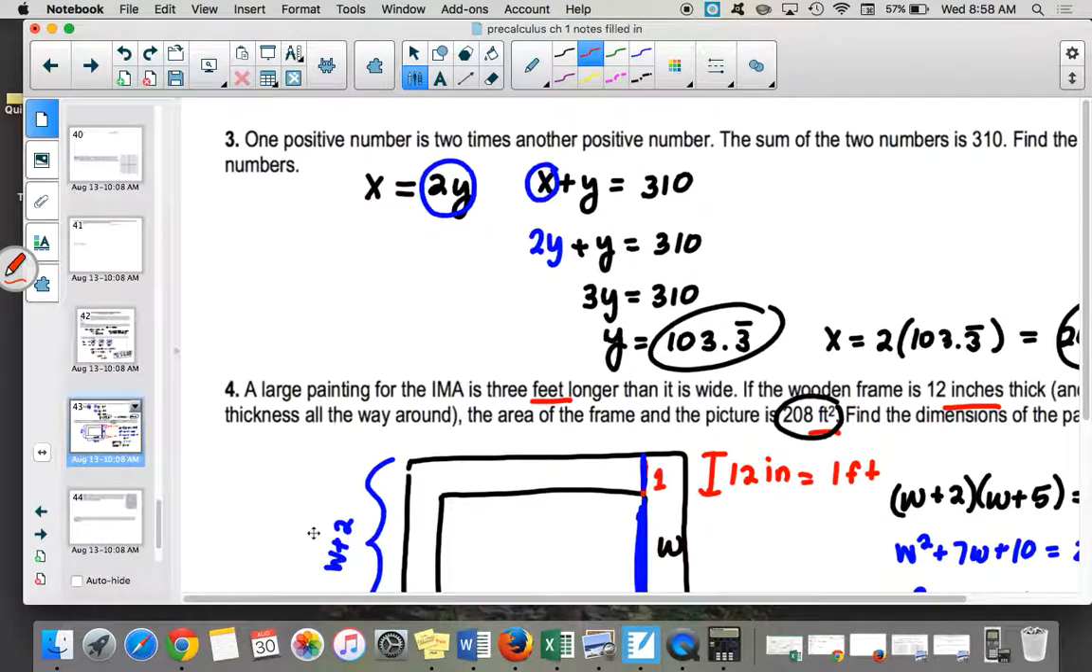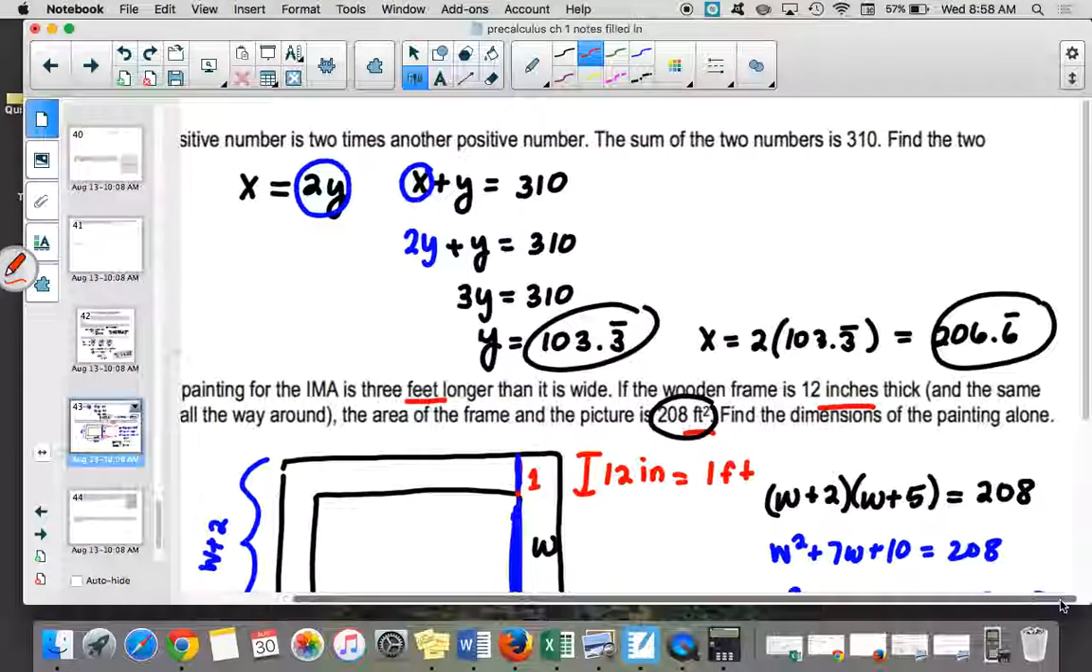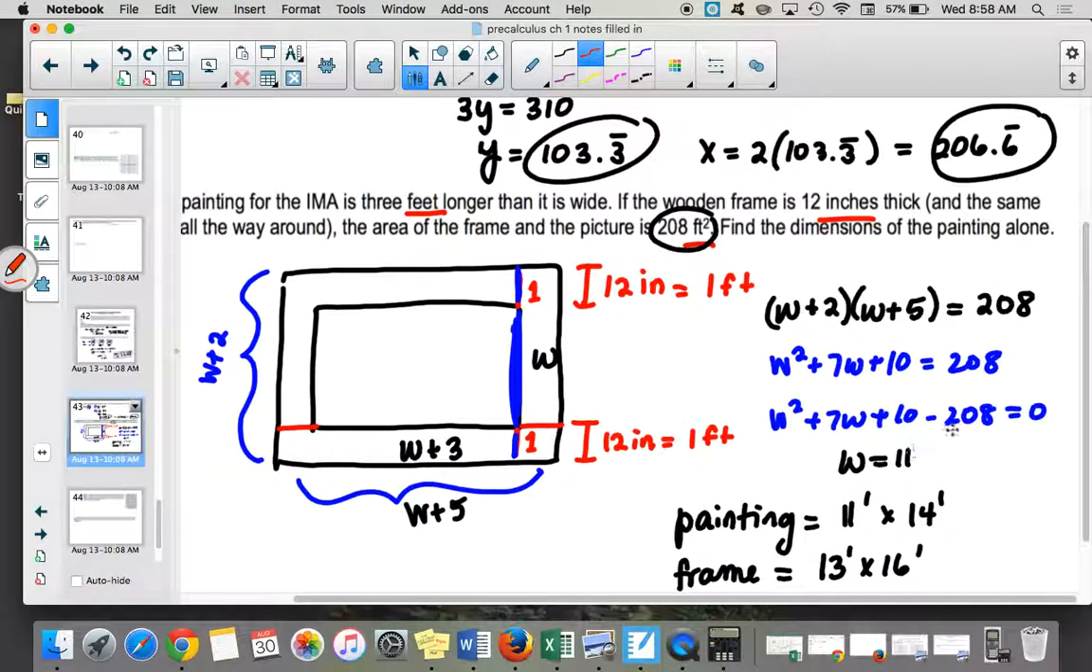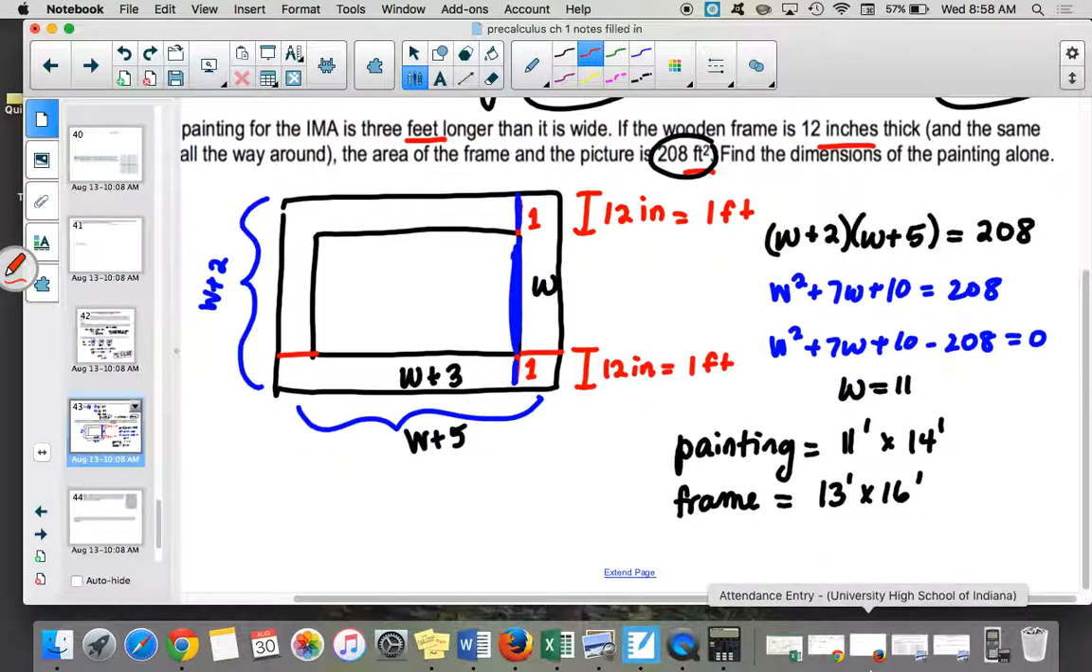All right, I did want to show you one more way. Another way that you could do this problem is you could subtract that 208 over. So 10 minus 208, so negative 198. You could get to the point where you had W squared plus 7W minus 198 equals 0. That does factor. I should have known it factors. But that's okay. I'm trying to teach you how to use the calculator for this section.